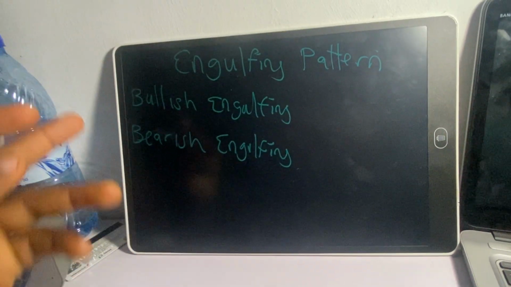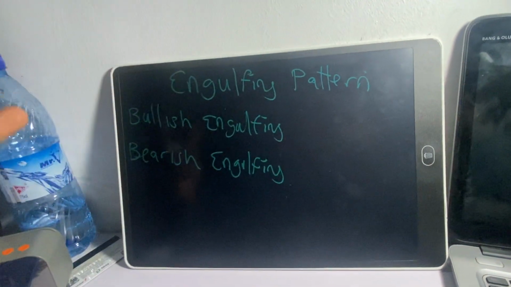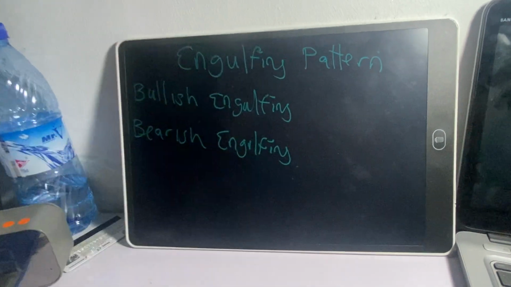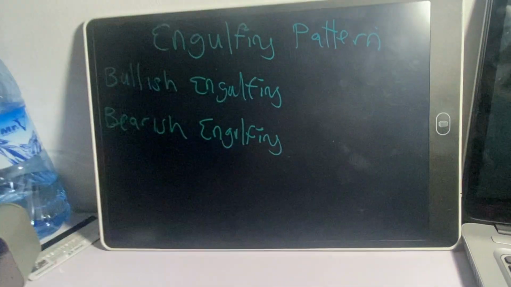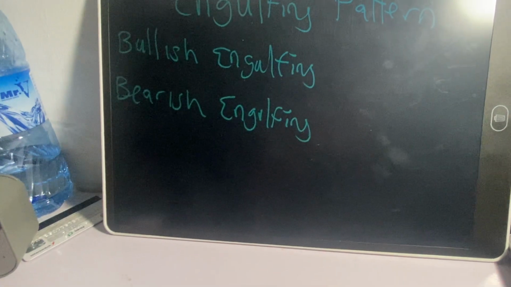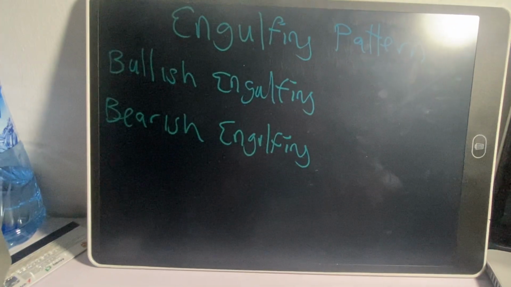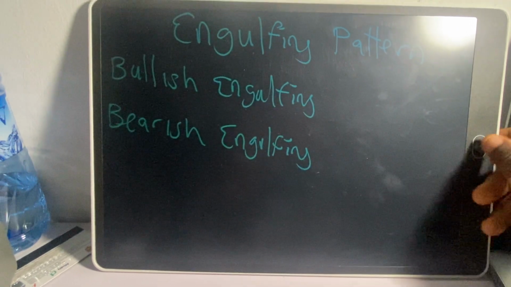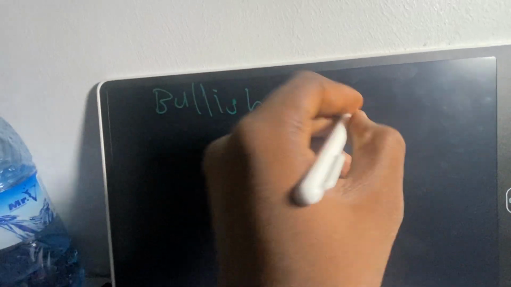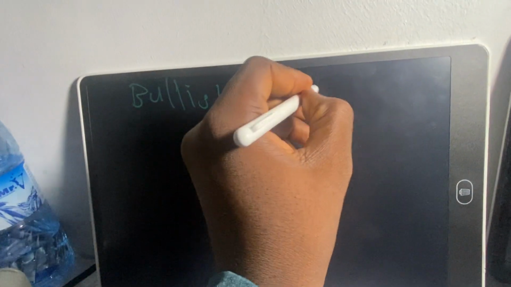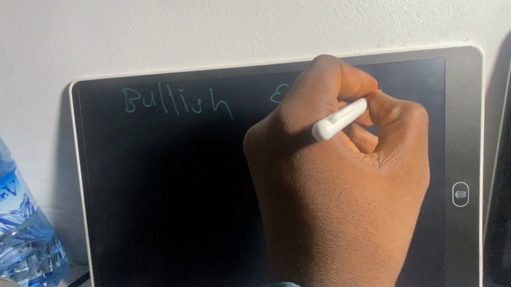You understand already the bullish means the buyers. The bearish engulfing will meet the sellers. The bullish engulfing, the bearish engulfing. How do we identify the bullish engulfing? How do we identify the bearish engulfing? The bullish engulfing. Okay, let us write it in full.